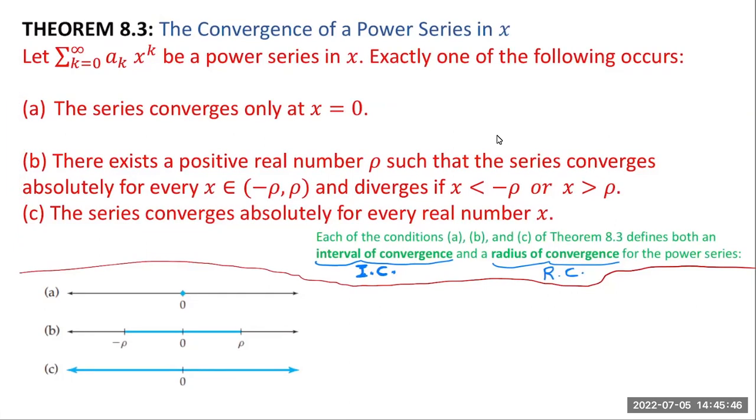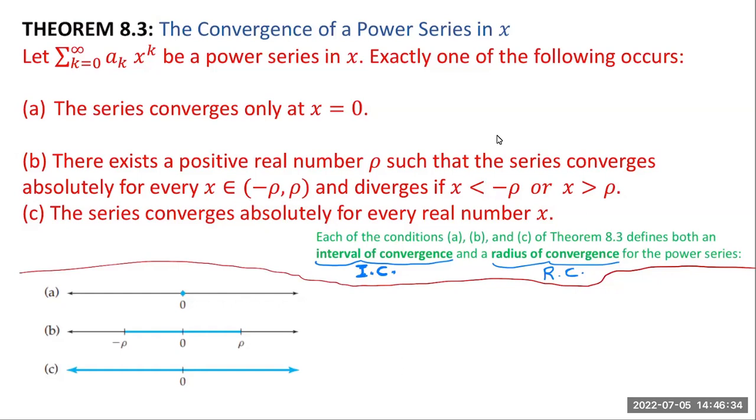Okay, so the first scenario is the series converges only at x equal to 0. The second possibility is there exists a positive real number rho such that the series converges absolutely for all x between minus rho and rho, and diverges if x is less than minus rho or if x is greater than plus rho. The last possibility is that the series converges absolutely for every real number x. Okay, for each of these scenarios, we define two terminologies. The two terminologies are interval of convergence and the radius of convergence.